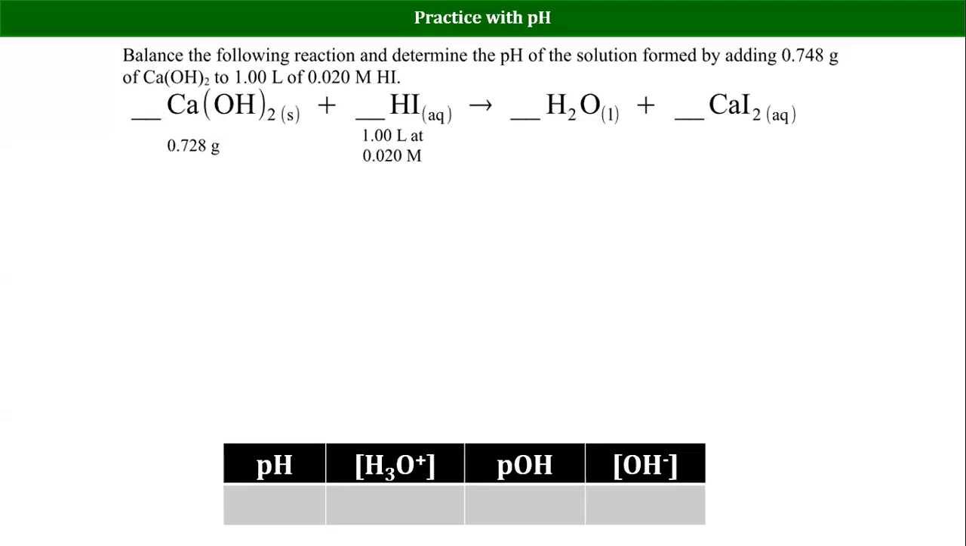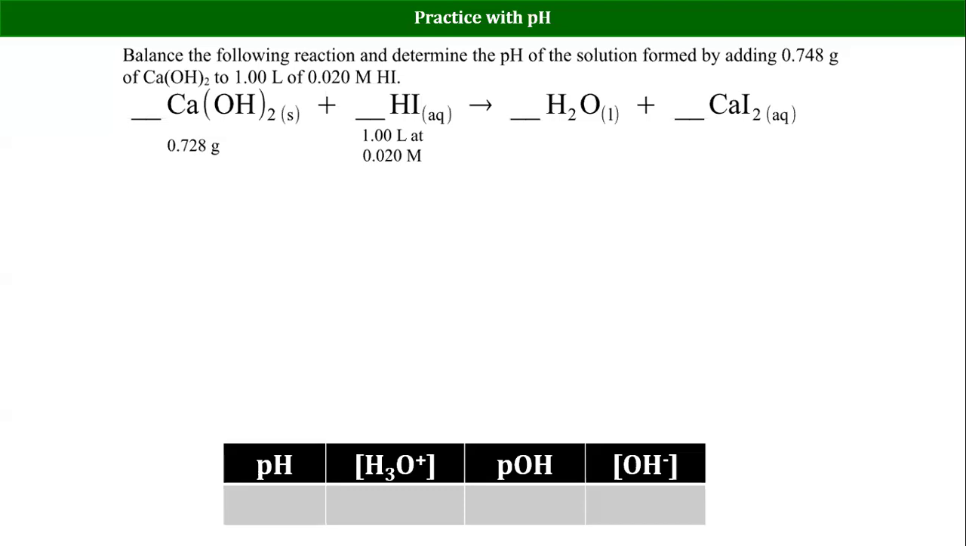All right, final steps. We want the pH. How do we get there? We need concentration. So concentration of HI is going to be how many moles of HI are left, moles over 1 liter. I just put it in scientific notation so I don't have to write all those zeros.